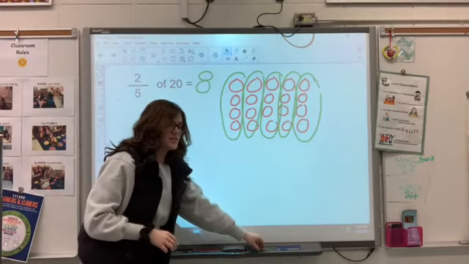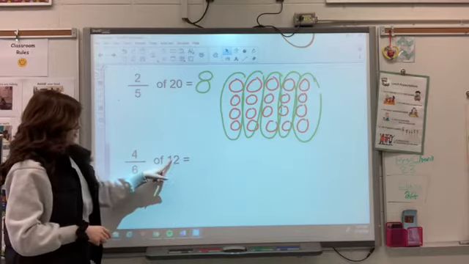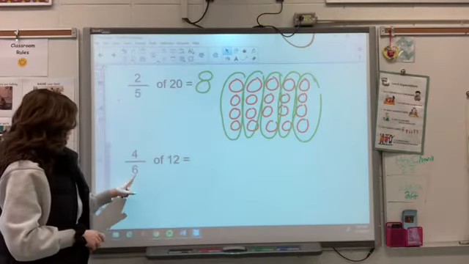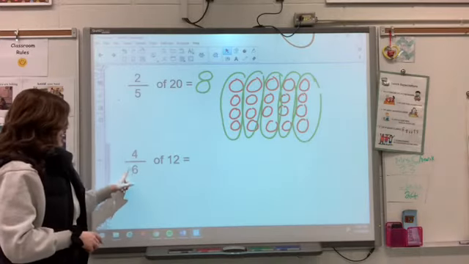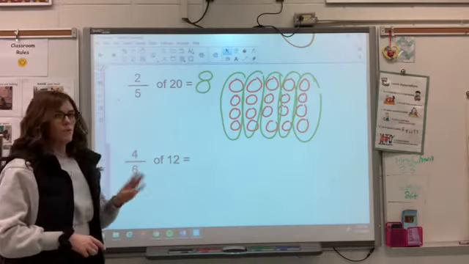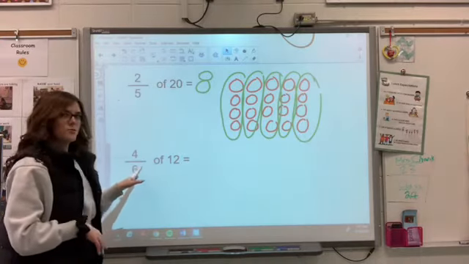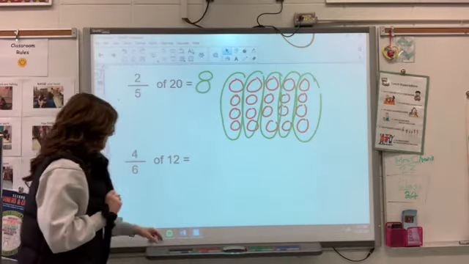Now, I want you guys to try this next one on your own. 4/6 of 12. You're going to have 12 circles in total for your whole set, and I want them separated into 6 groups, okay? Then I want to know how many are in 4 of those 6 groups. So I want you to pause the video and try this on your whiteboard first at home, and then I want you to push play and see if you got the right answer.